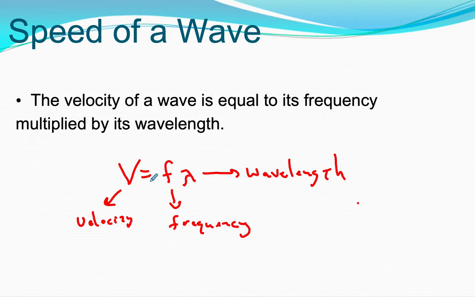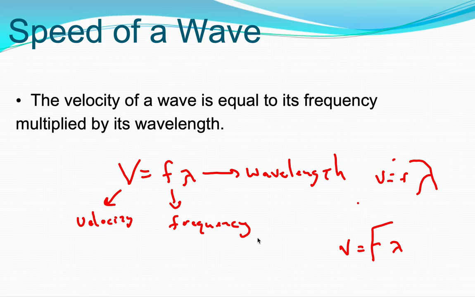What has to change then? If I double the frequency, what has to happen? If the velocity doesn't change, velocity has to stay the same. If the frequency gets bigger, what do I have to do to keep that answer the same? Yeah, so the length has to change. If I make the frequency bigger, the length actually has to get smaller. And if I make the frequency smaller, the wavelength has to get bigger. So frequency and wavelength are inversely proportional.